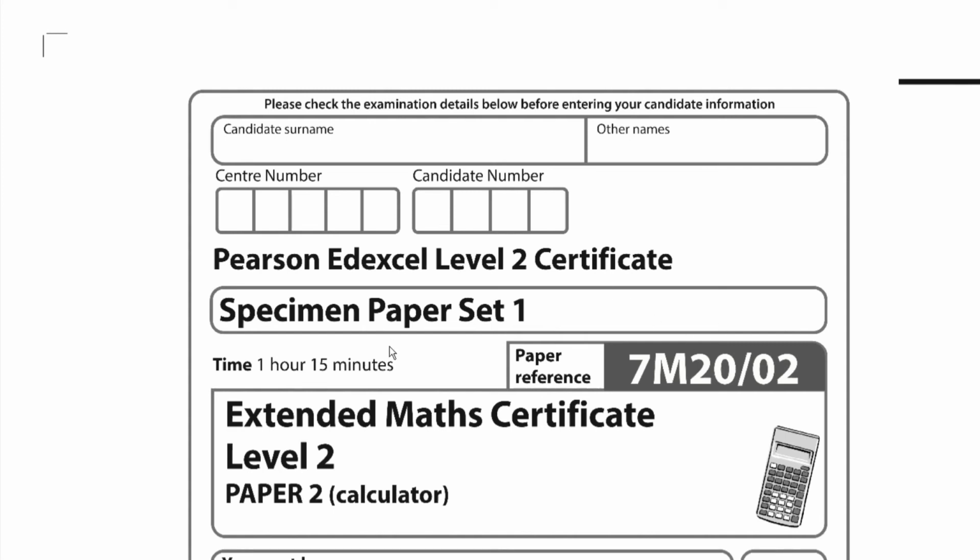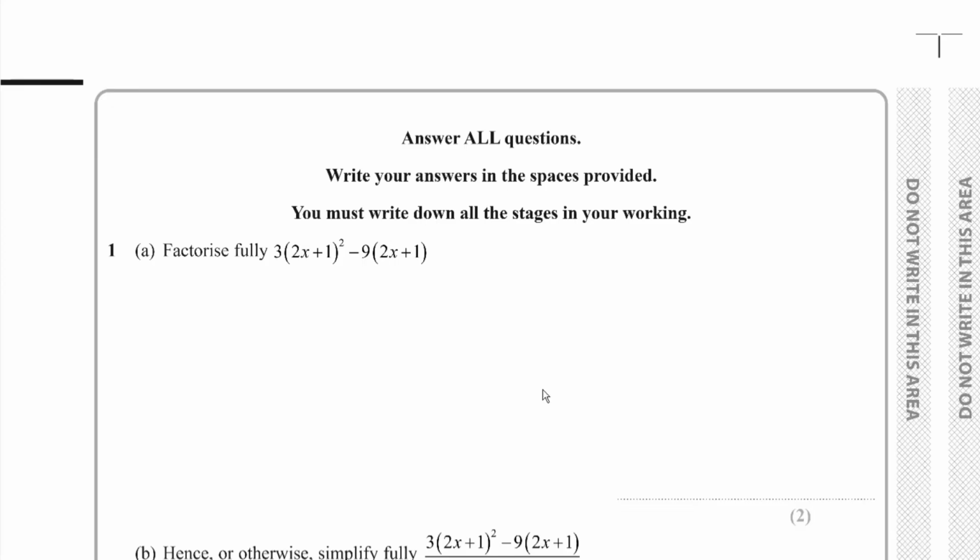This is the Edexcel Extended Math Certificate Level 2 Paper 2 from the Specimen Set 1. Question number 1. Part A. Factorise fully 3 multiplied by (2x plus 1) squared, subtract 9 multiplied by (2x plus 1).